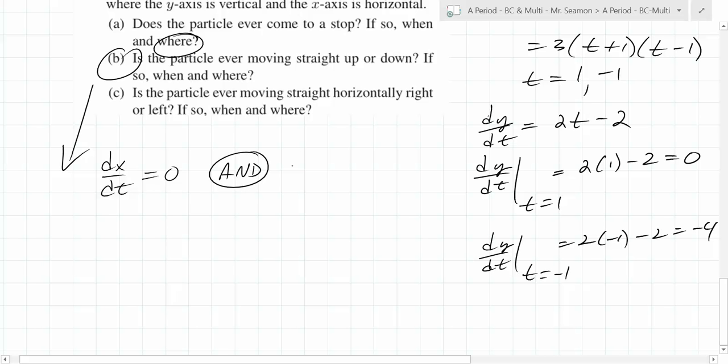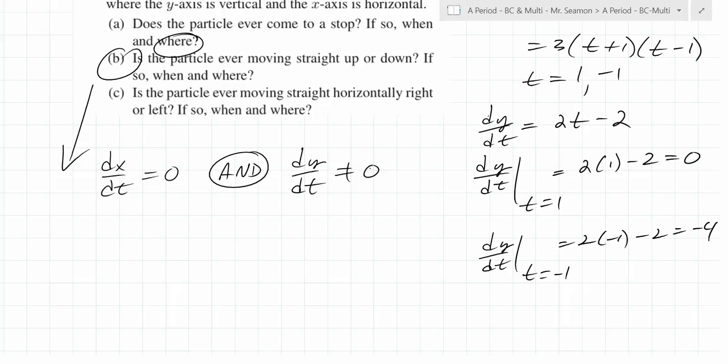I said that dy/dt. No, we're just doing dy/dt. We're in parametric land. Nope. It can't be 0. If both of them are 0, it's not going anywhere. But it's moving straight up or down when it's not moving horizontally, but it is moving up or down.